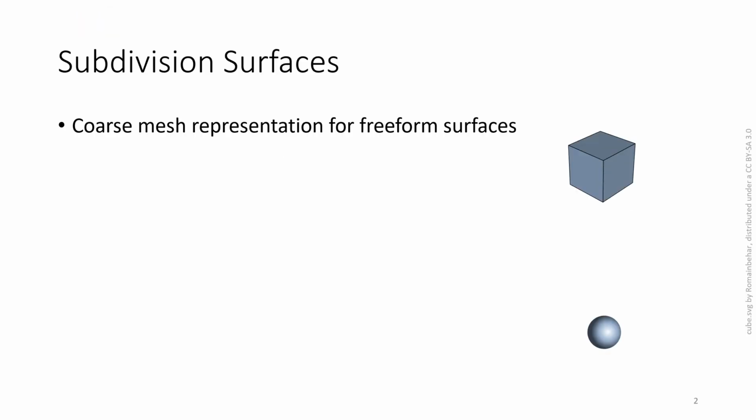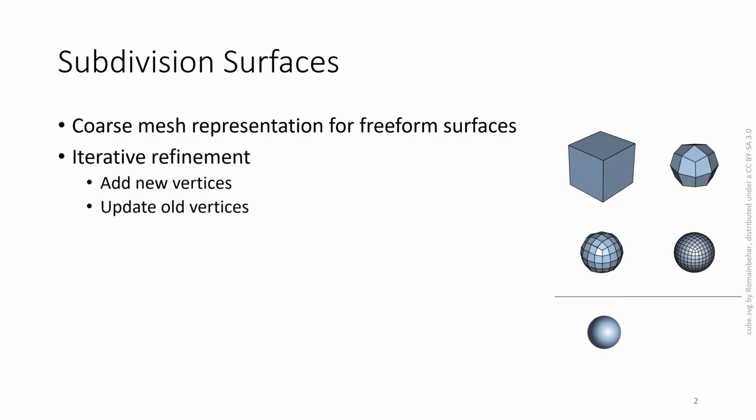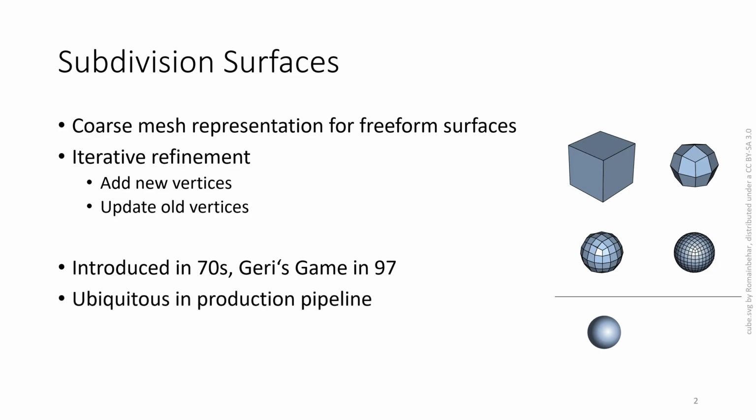Mesh subdivision lets us represent smooth freeform surfaces as coarse control meshes which are evaluated using iterative refinement, where new vertices are added to the mesh and existing ones are updated. Subdivision surfaces were already introduced in the 70s through the concerted effort of several pioneering researchers. In 1997 they were first used by Pixar in an animation movie called Garry's Game, which sparked a rapid increase in popularity of subdivision surfaces. Nowadays, they've become a cornerstone in the movie industry and even found their way into video games, which is why many efforts were made to evaluate subdivision surfaces efficiently in parallel.